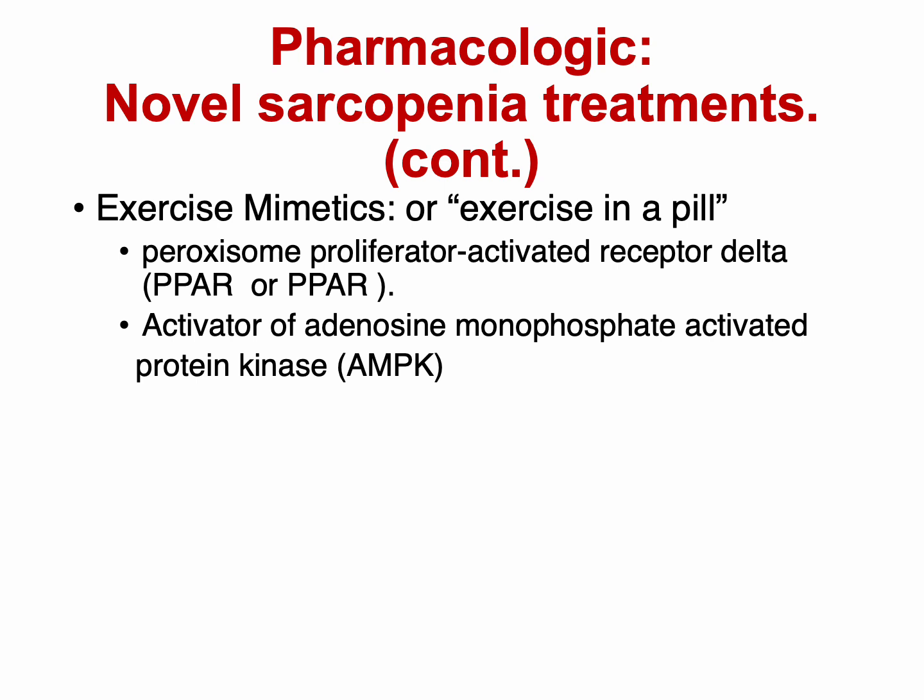Now, PPAR delta is a nuclear receptor that plays a crucial role in not just regulating lipid metabolism, but also energy homeostasis and, more importantly, muscle fiber type switching. Activation of PPAR delta has been shown to increase oxidative myofibers that enhance endurance, mimicking the effect of endurance training.